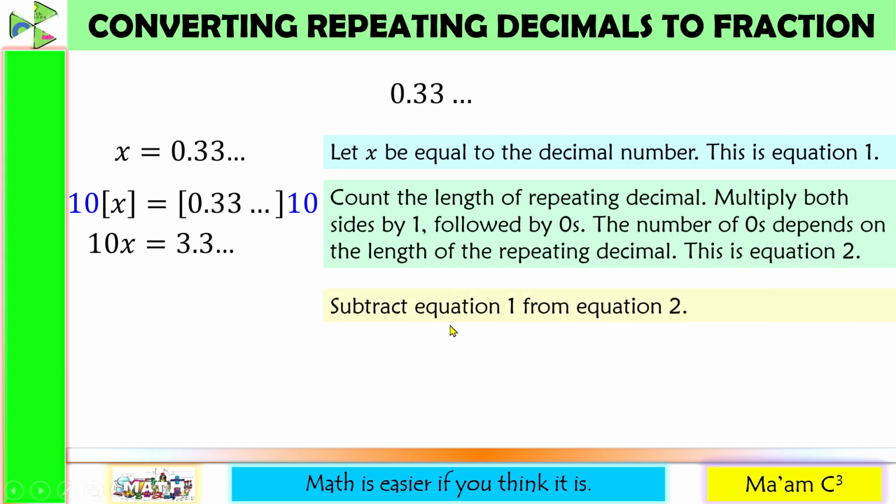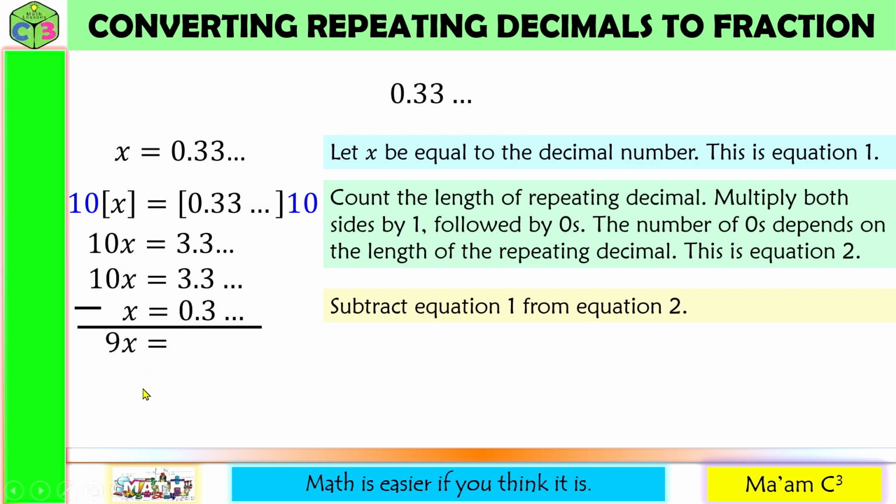Step 3, subtract equation 1 from equation 2. So our equation 1 is the first one and the equation 2 is the second one. We're going to subtract the first one from the second one. I'll copy the second one and then I'll subtract the first one. So 10x minus x is equal to 9x. 3.3333 minus 0.333. 0.333 here will just cancel out. So we have 3 minus 0 is equal to 3. And then let us solve for x.